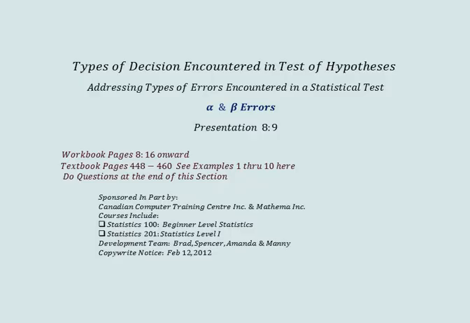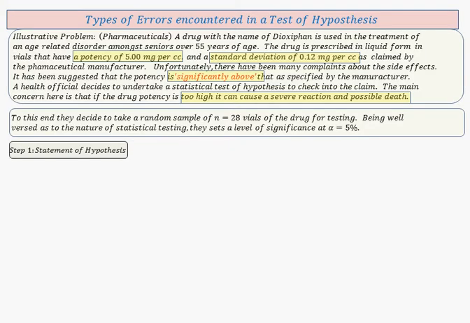This presentation 8-9 is part 2 of a series in alpha and beta errors in statistics. The material is in your workbook on these pages and your textbook. We want to acknowledge the development team of Brad, Spencer, and Amanda. We ask that you pause the screen and read the material on the screen.